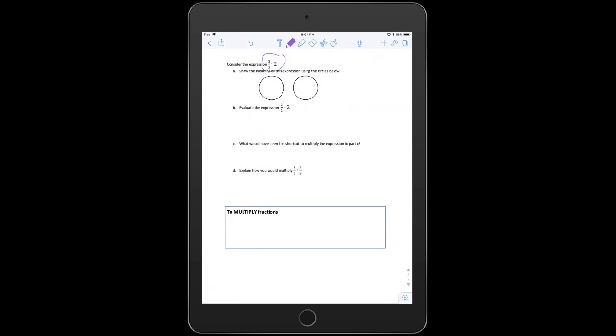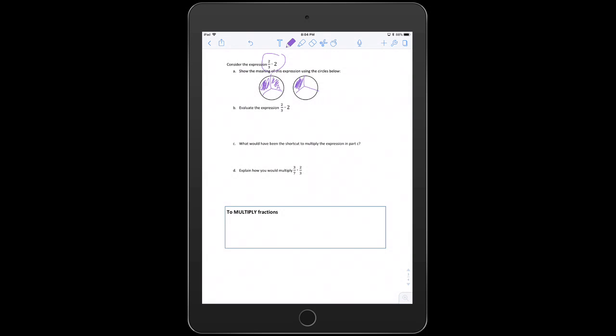So we're going to take our circles and we're going to divide them up into thirds. Okay, whoops, it doesn't want to do that very well. Let's undo that. Let's try that again. Okay, so you divide your circle up into thirds, and we need two groups of 2/3. So this is 2/3 of this circle.